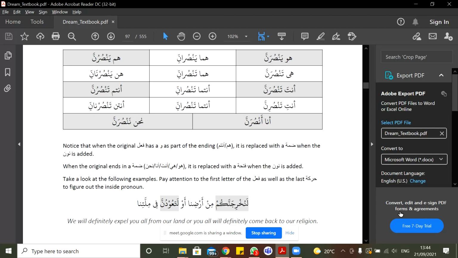Yes. So let's try to do that now. لَتَعُودُنَّ.